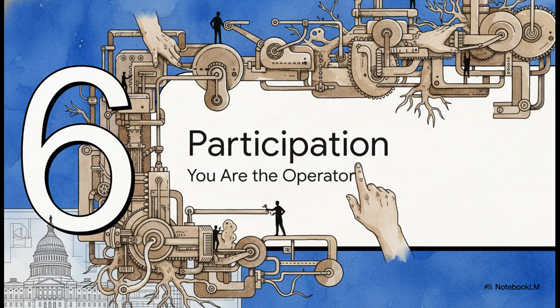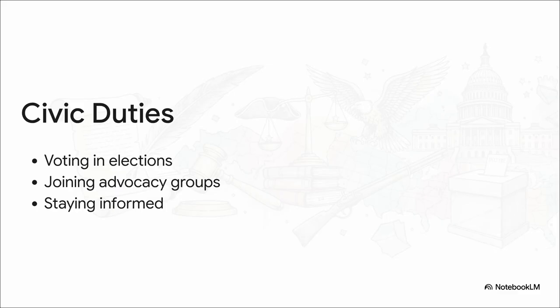And that brings us to our final section, Part 6, the power of participation. You are the operator. Because here is the undeniable truth about everything we've just talked about. This massive, intricate machine relies entirely on the people to actually function. The American political system fundamentally assumes that citizens have both rights and responsibilities.